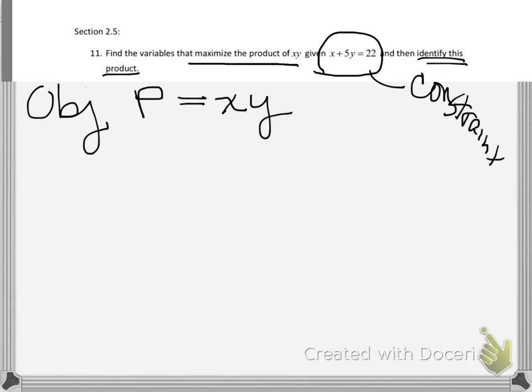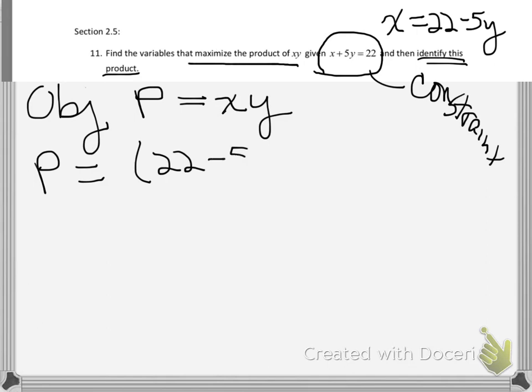It looks to me like maybe the easiest thing is to say that x equals 22 minus 5y. So I'm going to replace my x. So my objective function, new and improved, is going to be p equals, and I have my x first, but I'm going to replace that with, using parentheses, 22 minus 5y, that times my y. So my y is just plain old y, like it's always been.